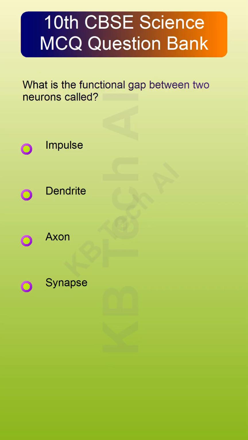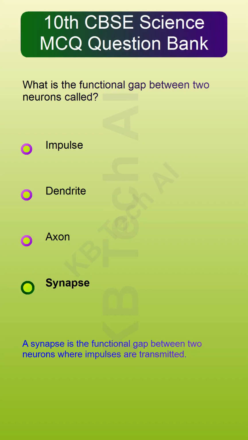What is the functional gap between two neurons called? Option 1, impulse. Option 2, dendrite. Option 3, axon. Option 4, synapse. The answer is Option 4, synapse.